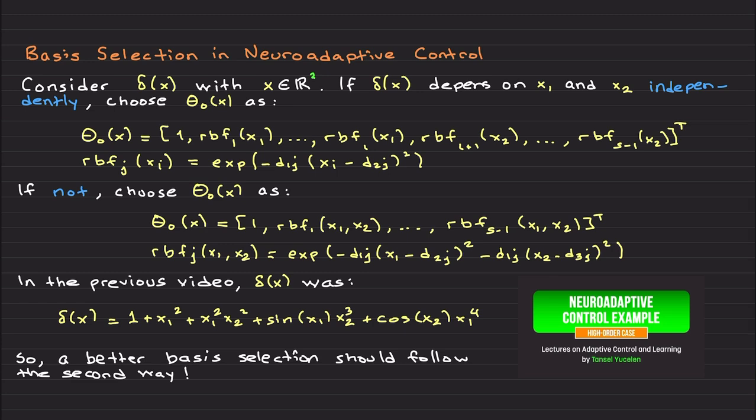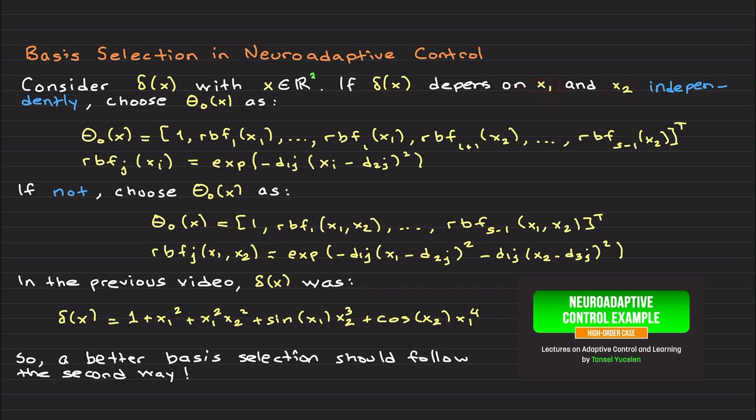So let's say we are looking at this delta uncertainty. In general, let's say we don't know any structure, so we are looking at unstructured or non-parametric uncertainties. For now, let's assume x is two-dimensional. What I'm going to describe here can be applied to third, fourth, or high dimensions. So let's say delta depends on x1 and x2 independently.